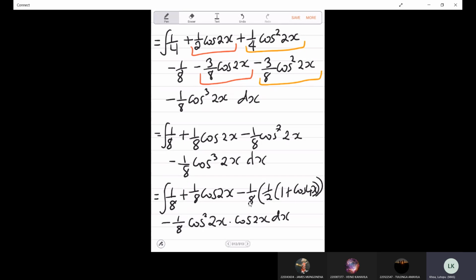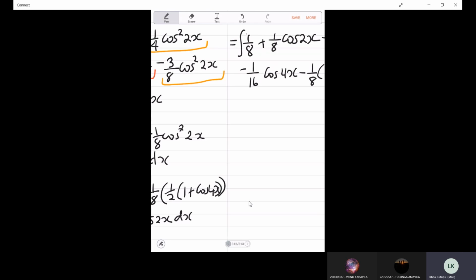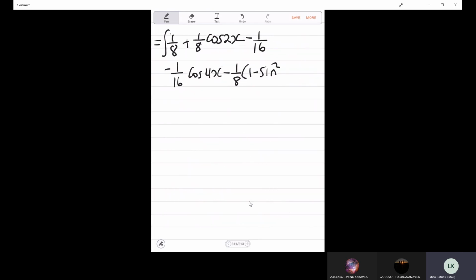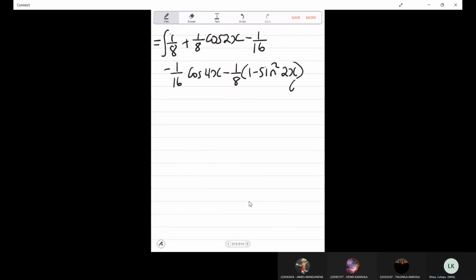And then we said cos squared, we must rewrite it as 1 minus sine squared. So this is minus 1 over 8, 1 minus sine squared of 2x. And then this has to be multiplied by cos 2x, then dx. Okay, we're almost there now.